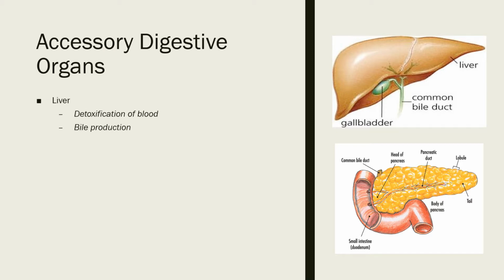We have the liver, which is the site of detoxification of blood and bile production. We also have the gallbladder, which is where bile is stored, and the pancreas, which releases a suite of digestive enzymes.